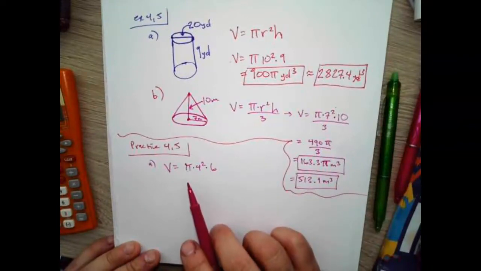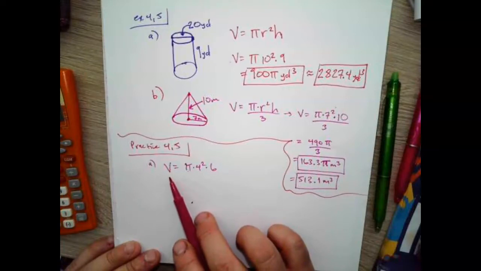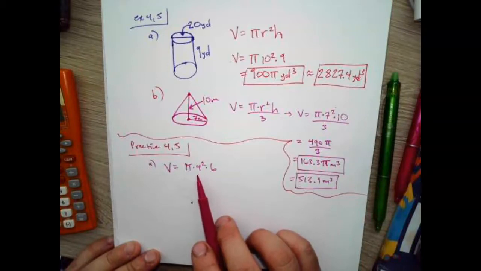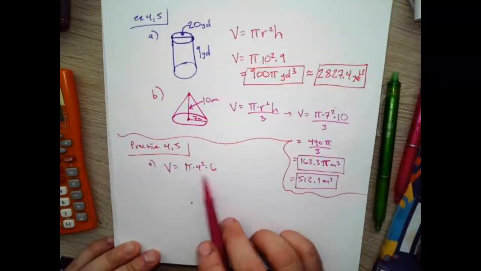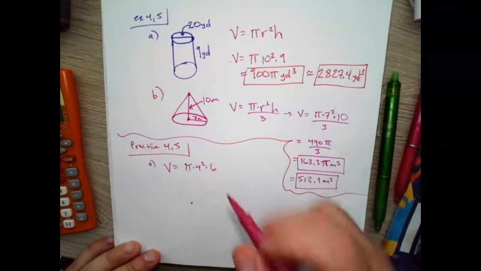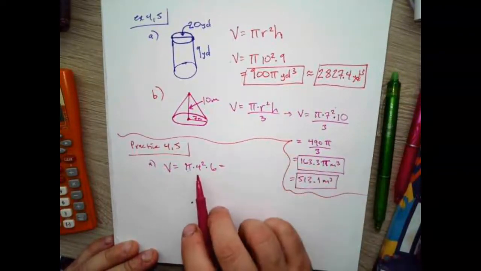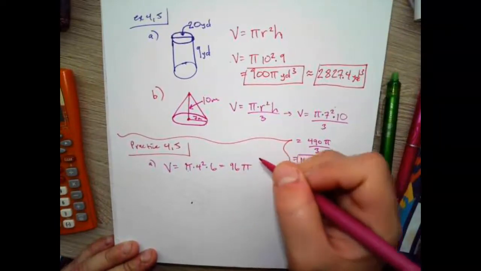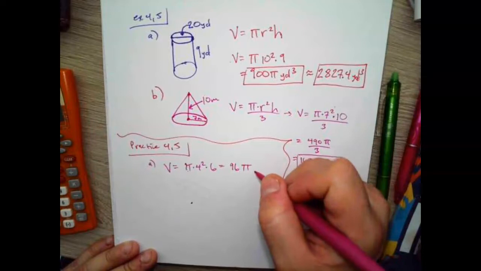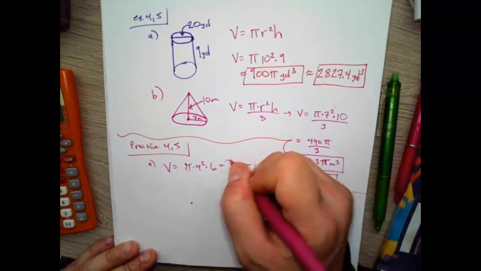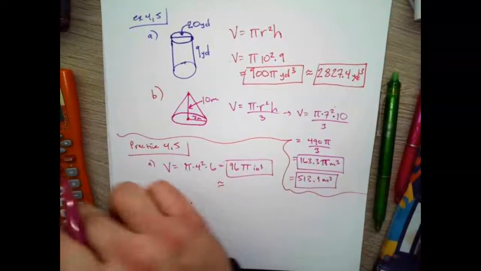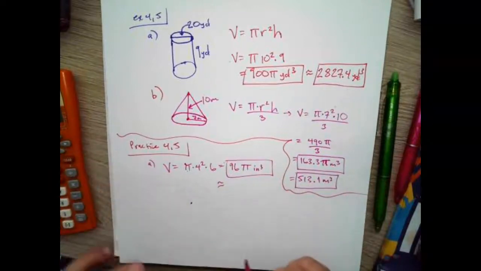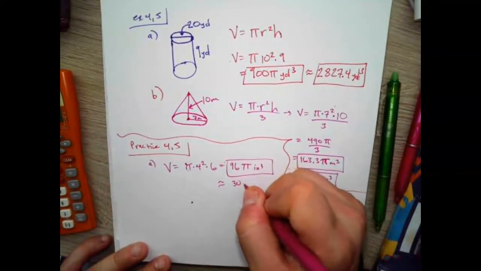So in practice problems 4 and 5, A has a cylinder with diameter 8 inches. If the diameter is 8 inches, the radius is 4 inches, and the height is 6, so pi radius squared times height. So 16 times 6 is 96, and so that's 96 pi cubic inches, which is about 301.6 cubic inches.